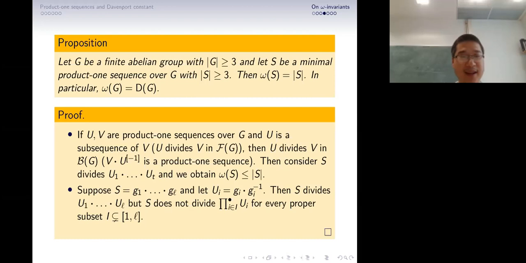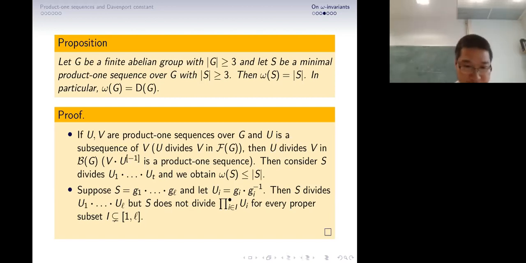Now we consider S dividing such a product U1 up to UT. Since S divides this product, this is equivalent to considering dividing in F(G) or B(G). So we want to find a subproduct, so we want to choose the terms. Every term from S is chosen from these Ui's. So we can choose a subproduct whose size is bounded by the length of S. Since S has at most length of S terms, the omega of S is bounded by the length of S.